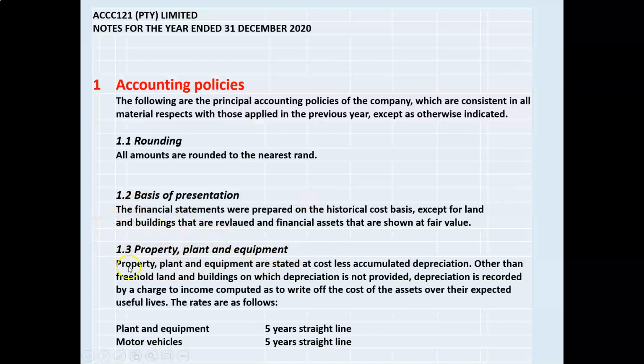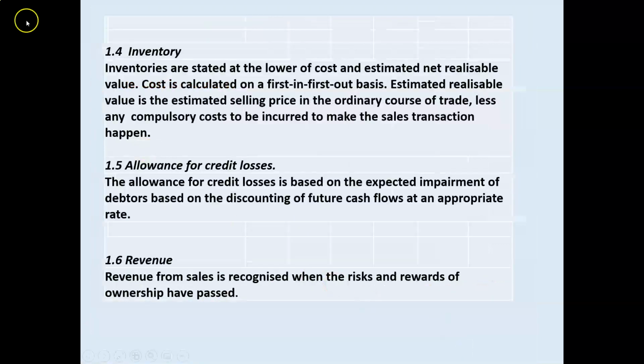Property, plant and equipment. Now this one we've done already. Property, plant and equipment are stated at cost less accumulated depreciation. Other than freehold land and buildings, on which depreciation is not provided, depreciation is recorded by a charge to the income statement, computed as the write-off of the cost of the assets over their expected useful lives. The rates are as follows, and then for each and every class, you have to give the depreciation policy.